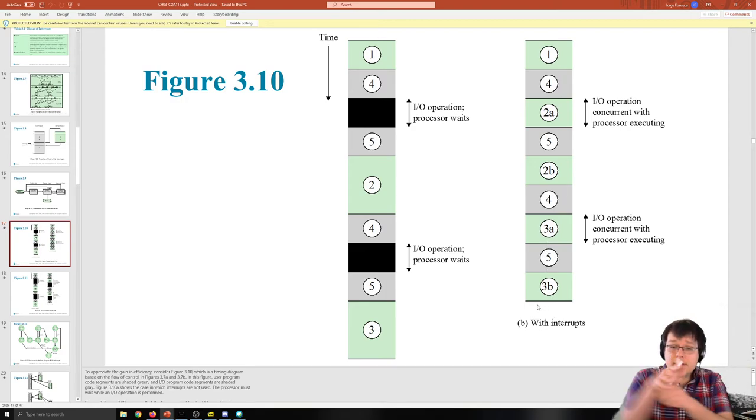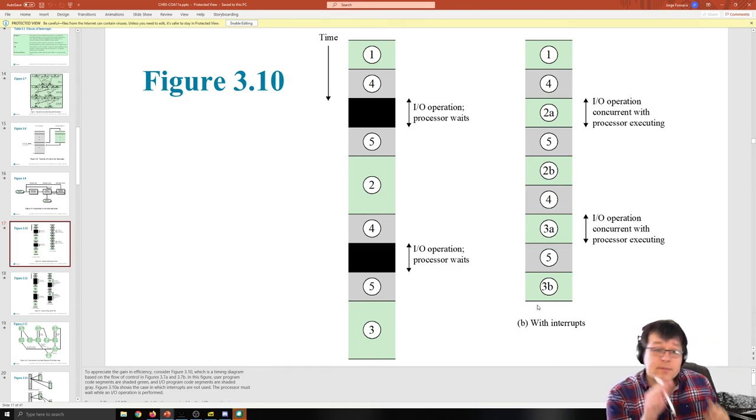You can see that this second one is a lot shorter than that. So that's the amount of time you saved, okay?